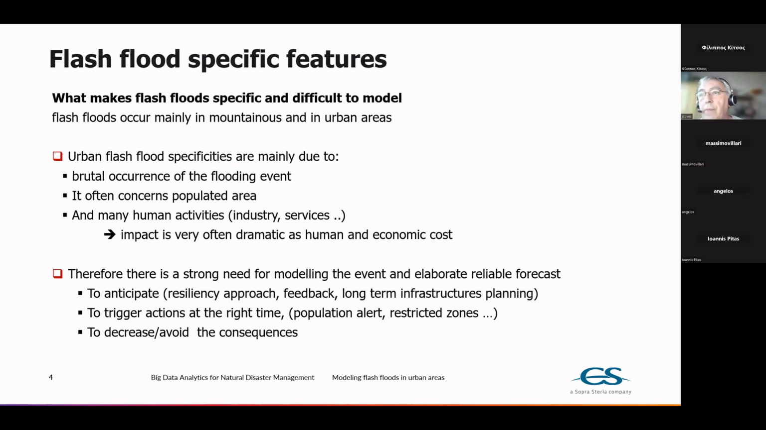what we should change. When the crisis occurs, if you have a reliable forecast, you will be able to trigger reaction at the right time. This means early enough, but at the right time. If you have an alert system to the population, you may want to close some areas at low level. You want to close the underground parking lot and stuff like that. These actions, you know them, but you have to take them in advance, not too much, and you have to be sure that your flash flood event is going to occur.